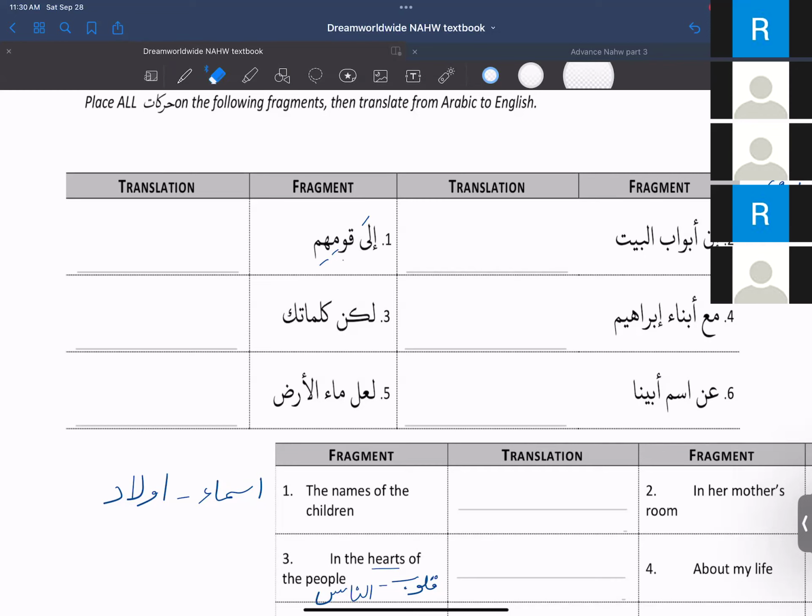Now break it down. Ila qawmihim is a jar majroor fragment. Ila is harf jar. Qawmi is ism majroor. The whole fragment is a jar majroor fragment. And qawmi is mudaf and him is an attached pronoun in mudaf ilayhi. Very good. Translation? Towards their nation. Yeah, nation, qawm. Towards their nation. Very good. Okay, number two.